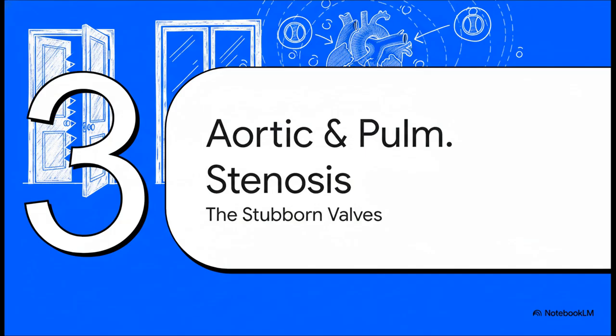Case file number 2. This time, the problem isn't with the pipe itself, like the aorta. Nope. Now we're talking about the doors, the heart valves. We're looking at aortic and pulmonary stenosis. And stenosis just means that these valves are stiff, they're stubborn, and they refuse to open up all the way.